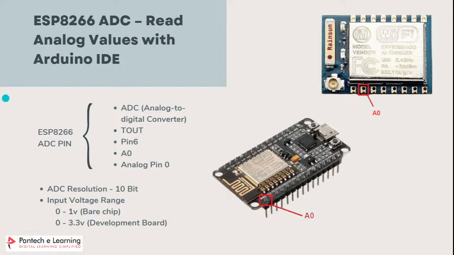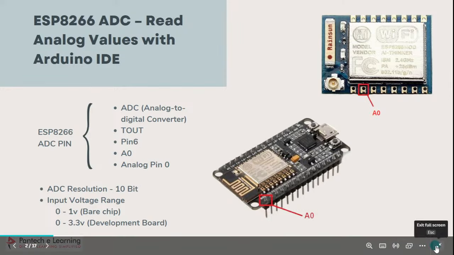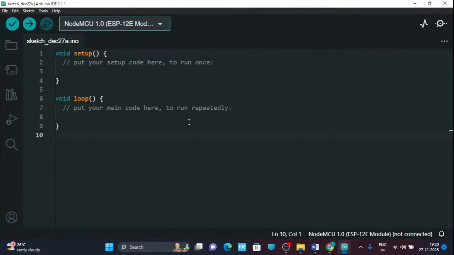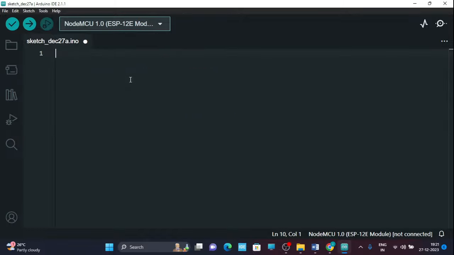So now let's do one thing. Let's write a code. For that, I'm going to open the Arduino IDE. First, let me erase this and start from scratch. First, we are going to initialize the analog pin. For that I'm going to use a constant integer. I'm going to take analog pin. We have only one analog pin, which is A0, so I mention it here.